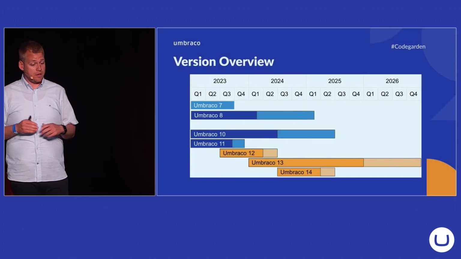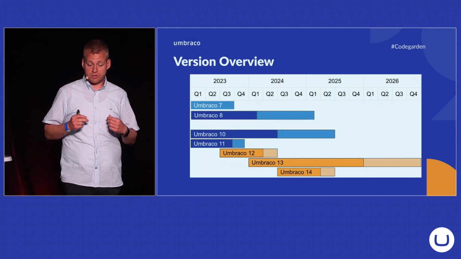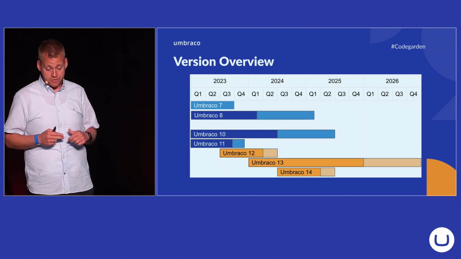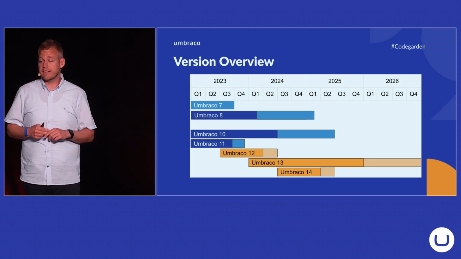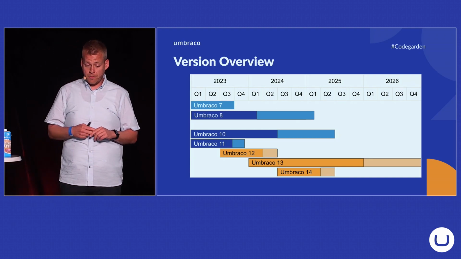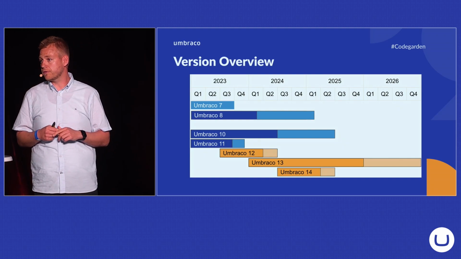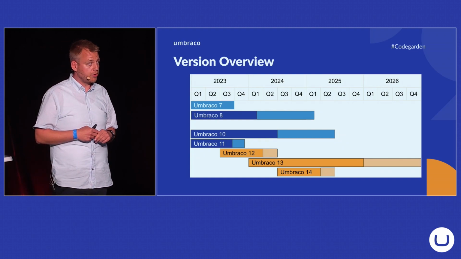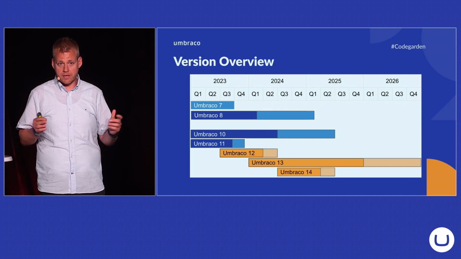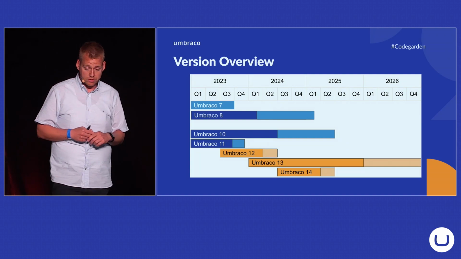This brings me to the version overview. So Umbraco 7 is end of life in September this year. Umbraco 8 will go into security phase in February next year and have 12 months of security fixes. Umbraco 9 is already end of life, but luckily it's super easy to upgrade to the latest versions.